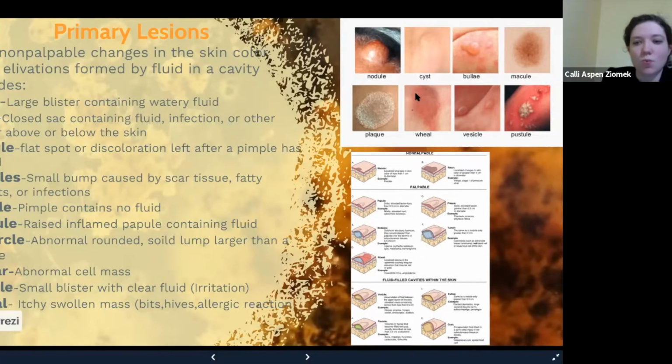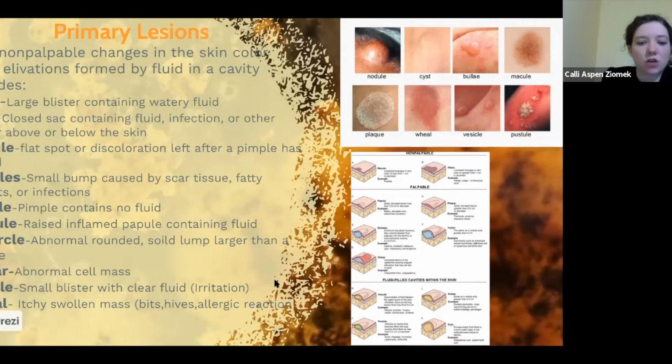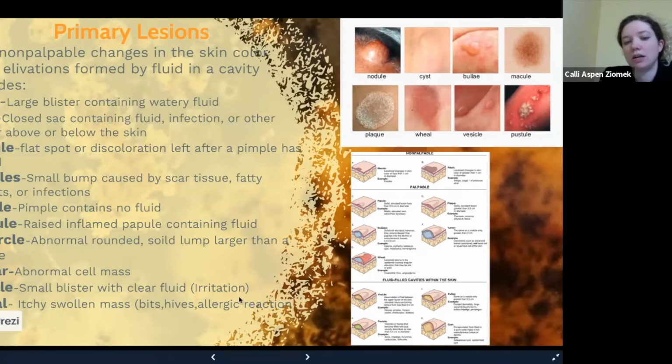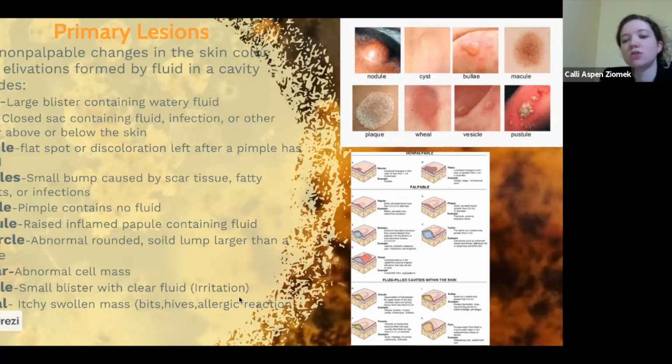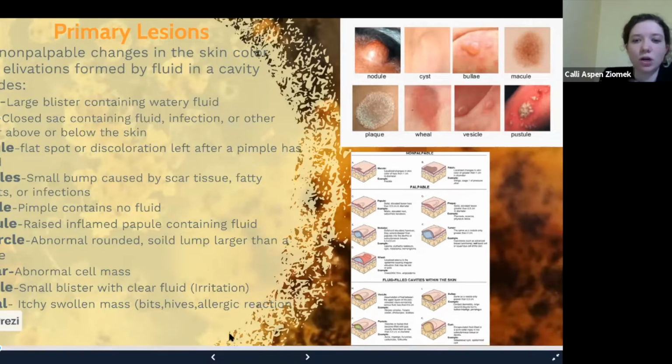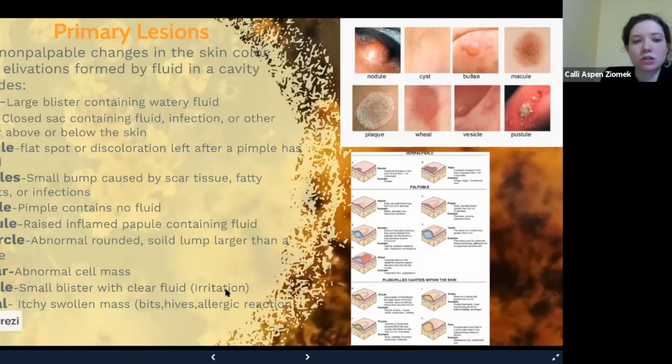And then you have a well, which is image number 2 on the bottom, and that is an itchy, swollen mass, generally caused by an allergic reaction. It's also commonly called like hives, but it's generally an extreme irritation to a certain thing that happened, whether you got bit, you got something on your skin, or you ingested something, then you'll get wells or hives. So those are your primary lesions.